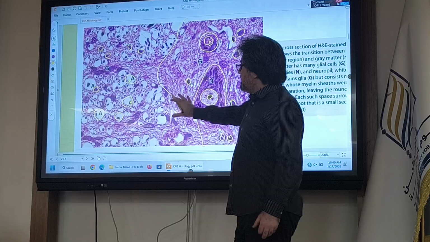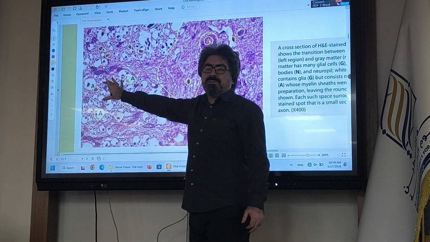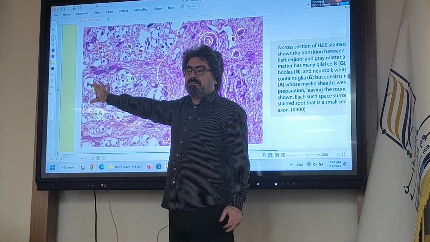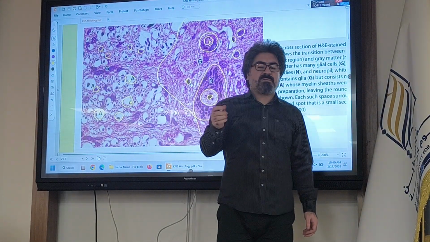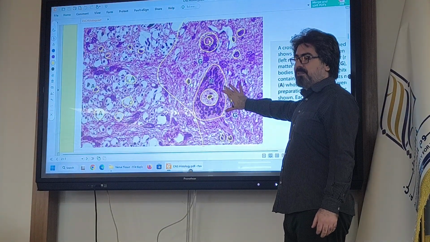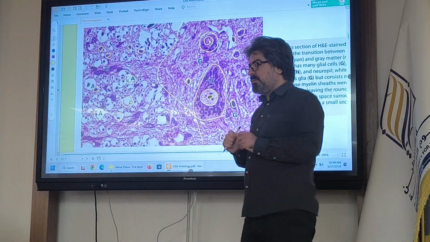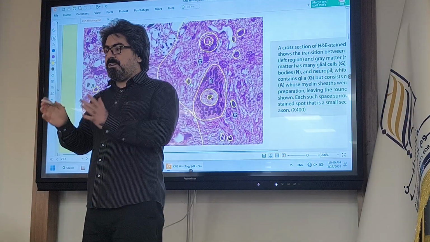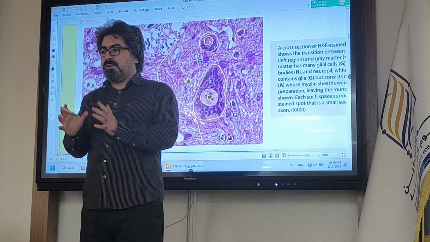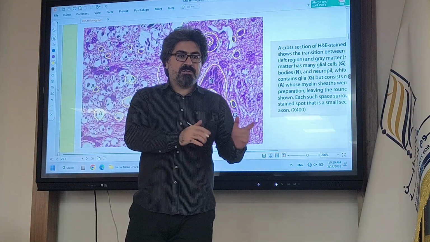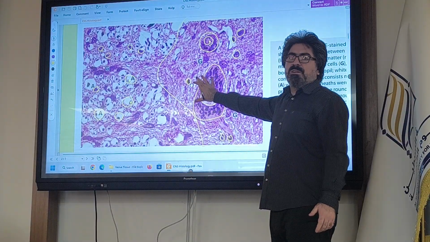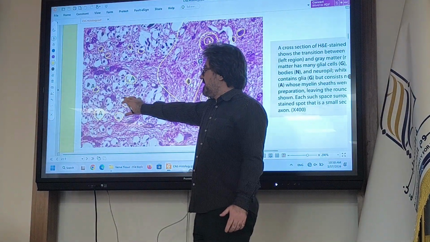There is not any cell body of neurons here. This part is white matter that can be seen in all parts of the central nervous system. And what about this part? This is gray matter. So the key features are having cell bodies or not, or having myelinated axons or not. The key feature of gray matter is having cell bodies, the soma of neurons.